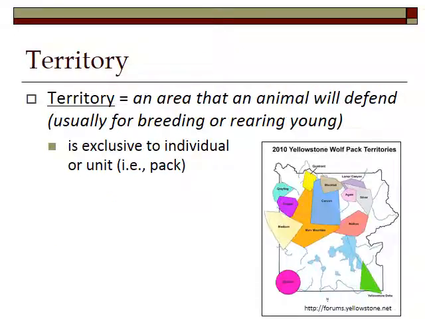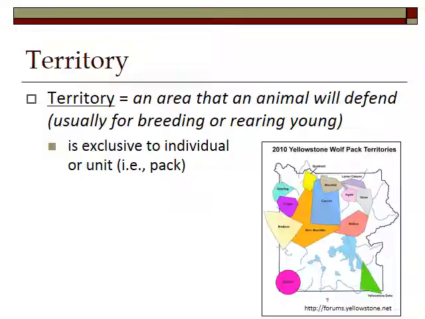Territories are something a little bit different than home range. That's an area that an animal will defend. So within any one home range there might be an area that is an animal's territory. Some animals, like wolf packs in this example, the whole area that they use would be their territory.